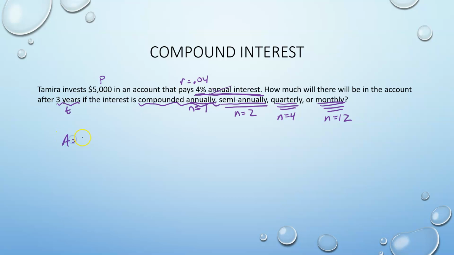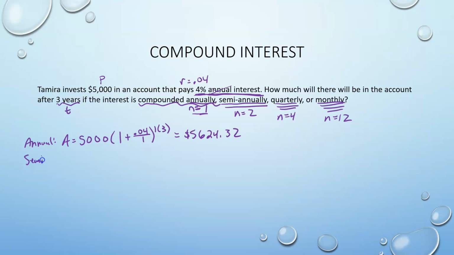So I take A equals P, which is 5,000, times 1 plus my interest rate, which is 0.04, divided by N, which is 1 for annually, to the 1 times T, which is 3. Now I'm going to show you in just a minute how to type all of that into my calculator. But once I have that all there, I should be able to type it all in and get 5,624.32. You will have to be very careful with how you type these in.